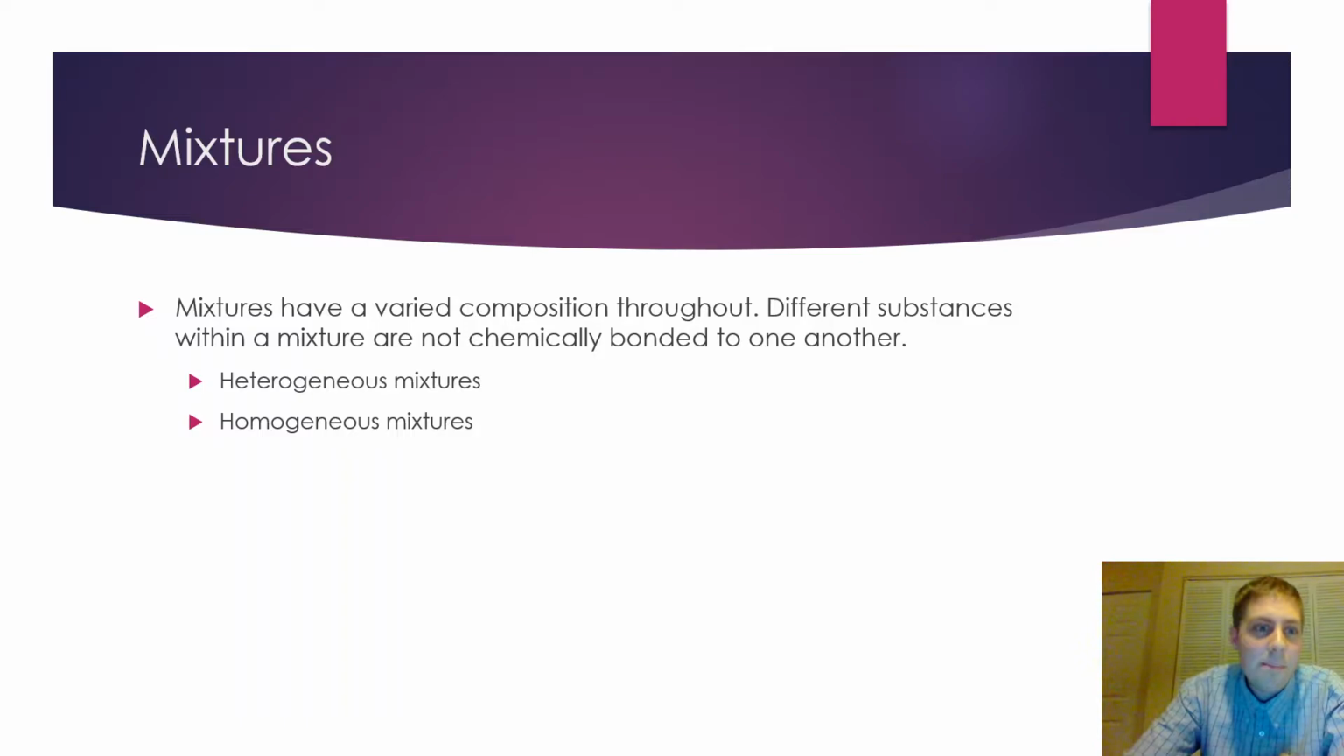Then we come to mixtures. So mixtures are not pure substances because mixtures have a varied composition throughout, and the different substances within a mixture are not all chemically bonded to one another. Now within mixtures, we have two different categories: heterogeneous mixtures and homogeneous mixtures.